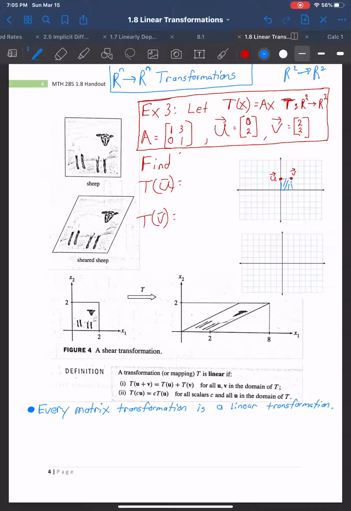I don't think it's actually on the handouts, but example 3 says, let T(x) equal Ax, and T be defined as a transformation from R2 to R2. Then they tell us how to define matrix A, so that's a 2 by 2 matrix. They tell us how to define a vector u and how to define a vector v.